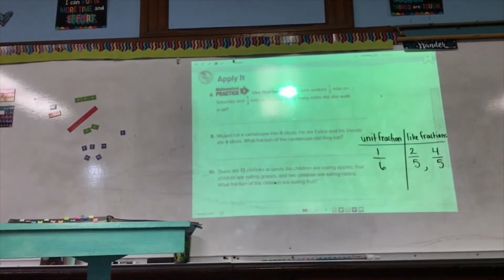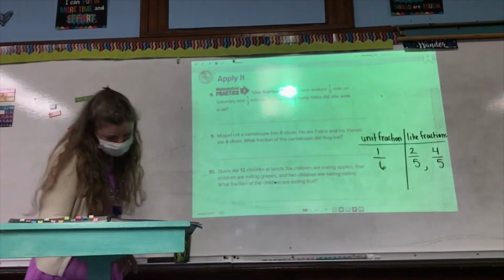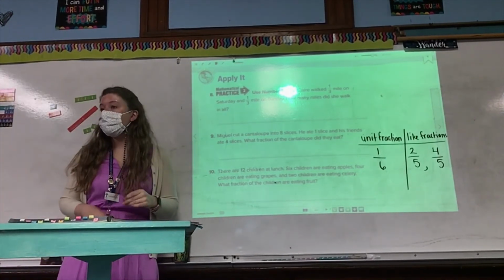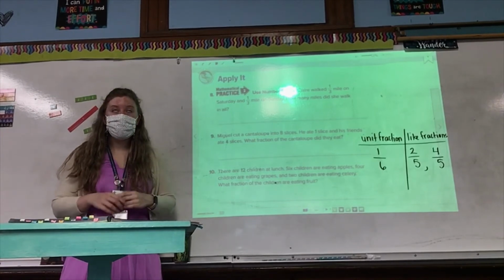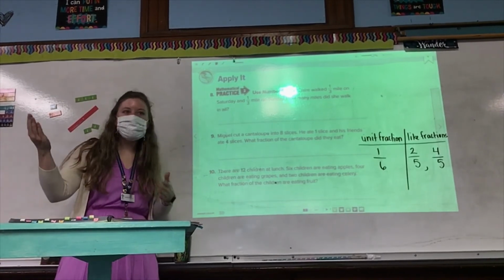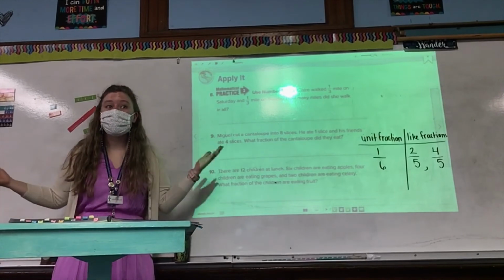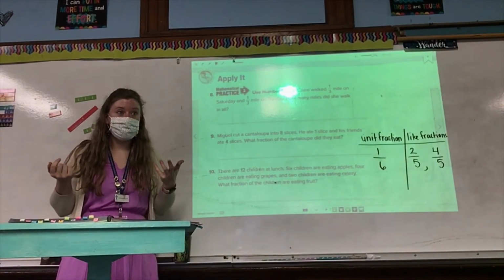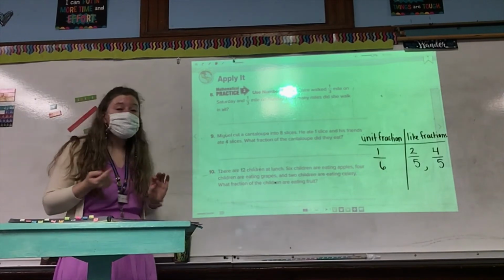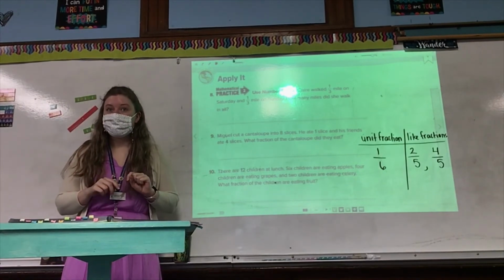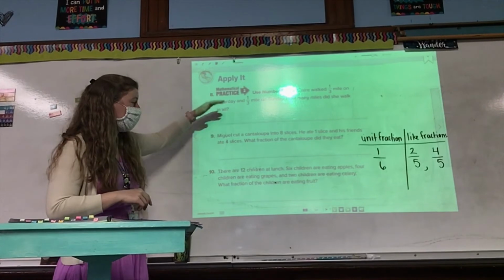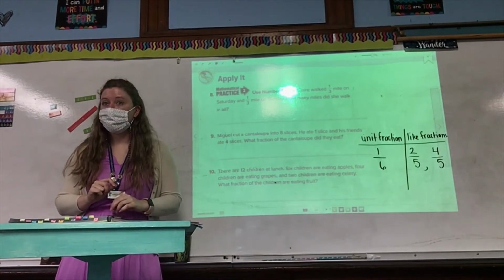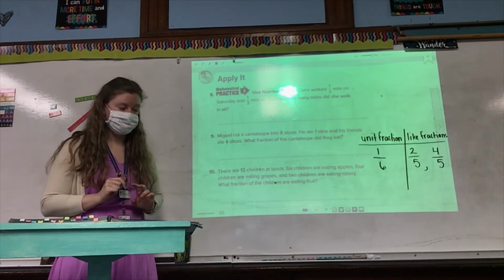Okay, so number 9. On this page, numbers 8 through 10 are word problems. So you need to figure out, okay, what are my addends? What is my denominator? What are my numerators? In order to solve the problem. And then you're going to use your fraction tiles to solve. So first, you need to figure out the equation. So I have to see an equation and the answer on the line. And then, of course, the unit.